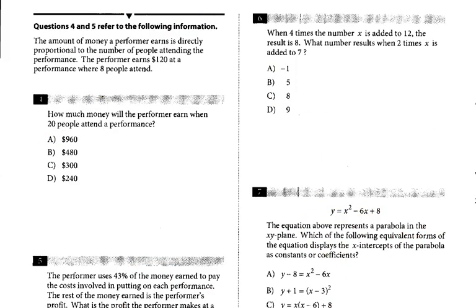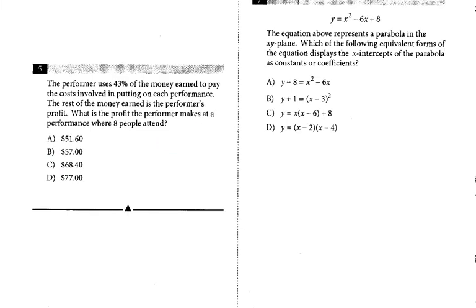And for number 4 and 5, here's the keyword: it's directly proportional. So we can write down 120 over 8, then it equals x over 20, then you cross multiply. So the answer will be C. So we know that 8 people will earn $120.